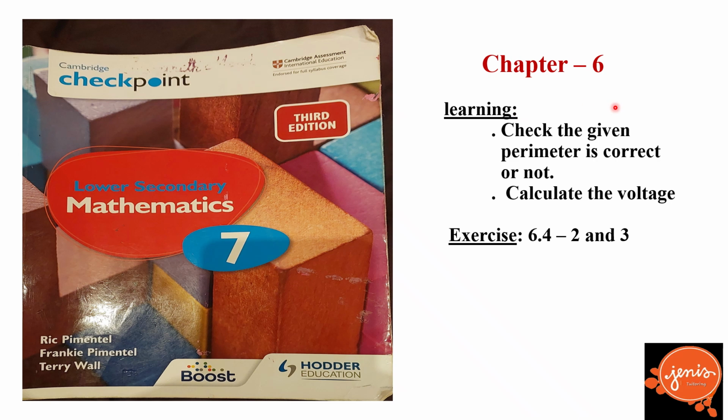This is chapter 6. We are going to learn how to check the given perimeter is correct or not. Then we are going to calculate the voltage. So let's see exercise 6.4 second and third sum.